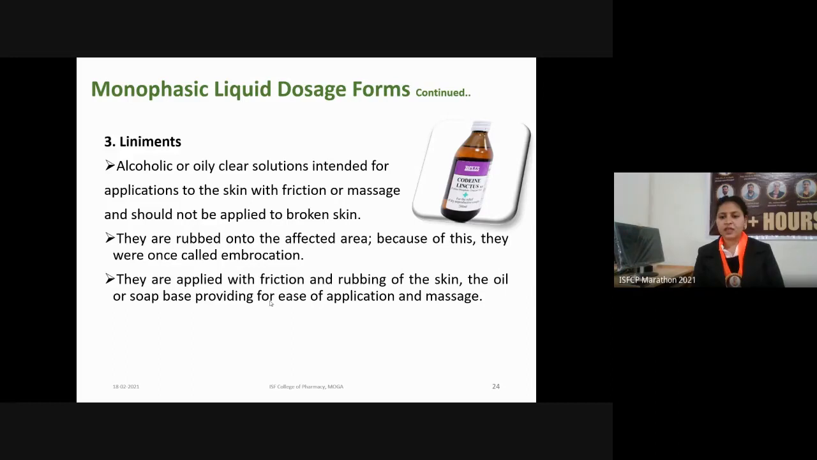In this figure you can see a codeine linctus. This is a marketed formulation of a linctus.